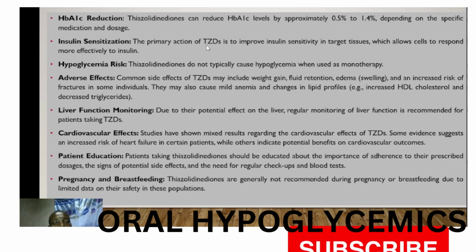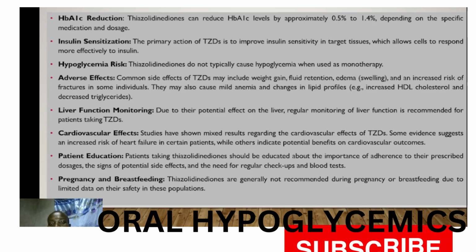The primary function of the thiazolidinediones is to improve insulin sensitivity in target cells: the skeletal muscle, the adipose tissue, and the liver. Hypoglycemic risk: these drugs do not typically cause it, but when combined with other drugs, the risk increases. Common side effects include weight gain, fluid retention, edema, increased risk of fractures in some individuals, and they may also cause mild anemia and changes in lipid profiles, that is, increased HDL cholesterol and decreased triglycerides.